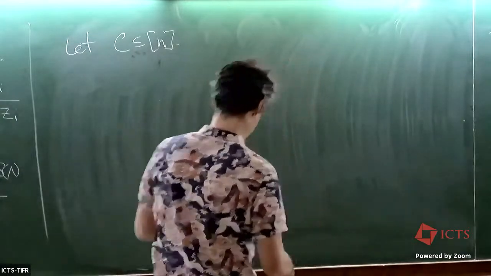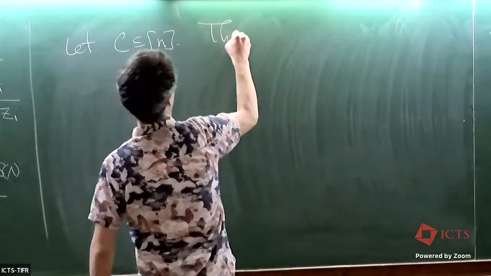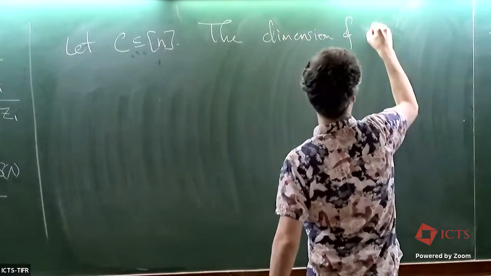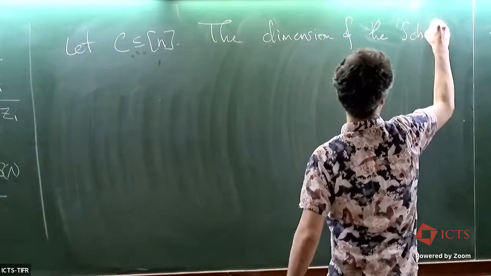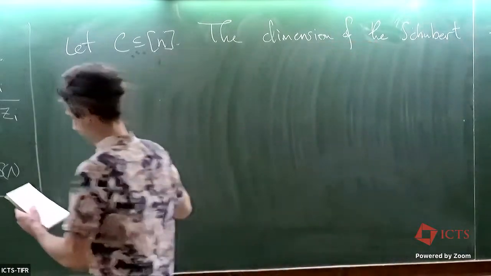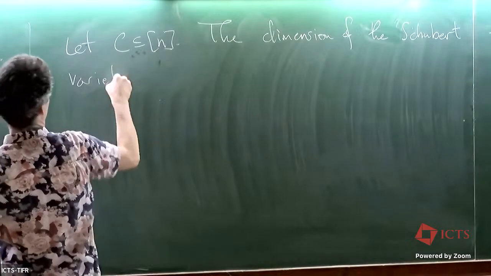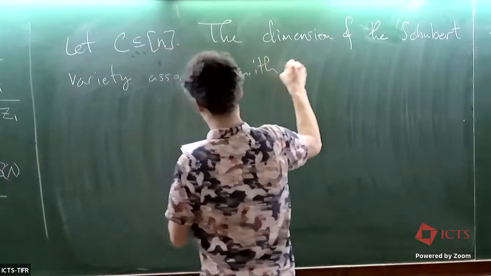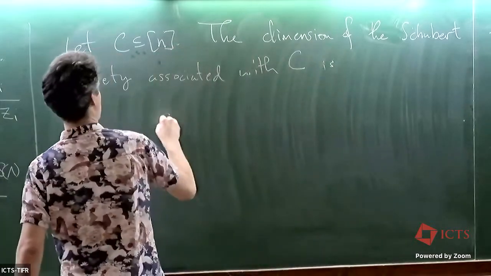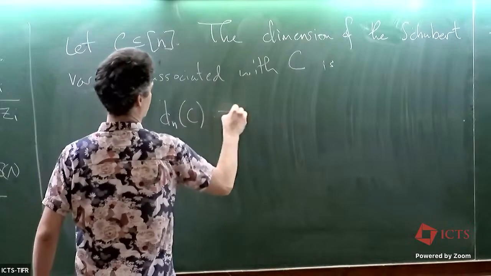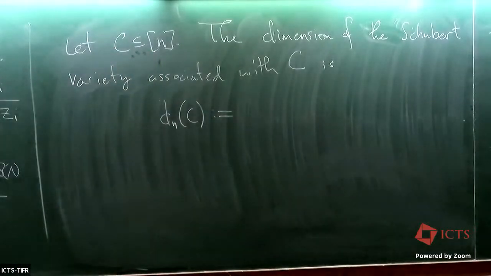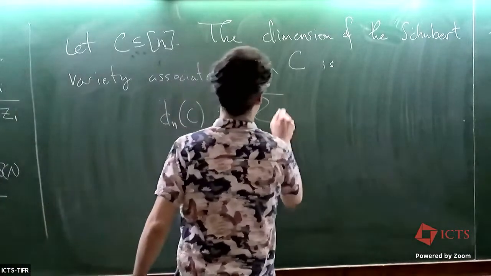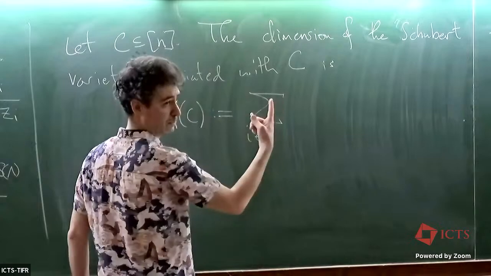C is a subset of N, okay? The dimension of the Schubert variety, I'll say a little bit about this after lunch, associated with C will be denoted by D sub n of C, and that's the following value. I'm going to take a sum. I'm going to run through all i in the complement of C.